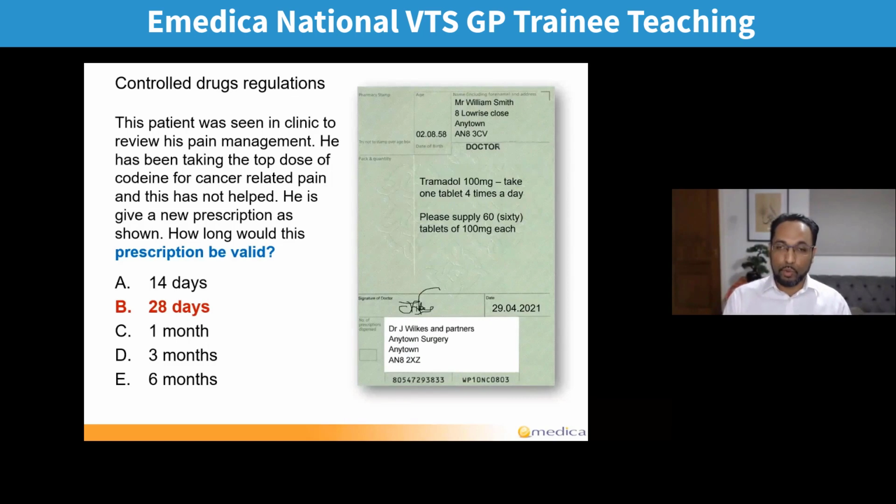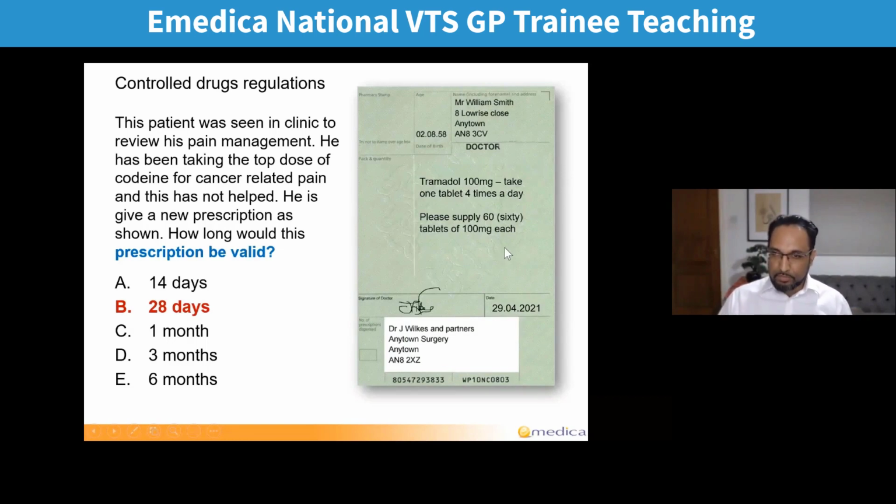But a big part of doing well on the day is exam technique. Reading the question carefully, understanding what the examiner means, picking out certain keywords. So for example, here, it says, how long would this prescription be valid? This is about rules and regulations. How long is a prescription for a controlled drug, like tramadol, valid? So it means valid from this date. It's not asking, how long would this cover the patient for?